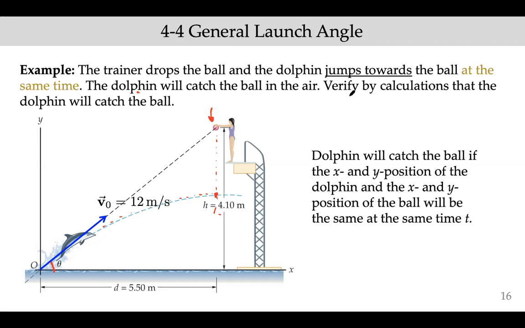So now it says verify by calculations that the dolphin will catch the ball. The dolphin will catch the ball if the x and y position of the dolphin and the x and y position of the ball will be the same at the same time. If the time that it takes for the ball to come to this meeting point and the time for the dolphin to come to this meeting point are different, of course they will miss each other, right? So those times should be the same so that they can meet at this point.